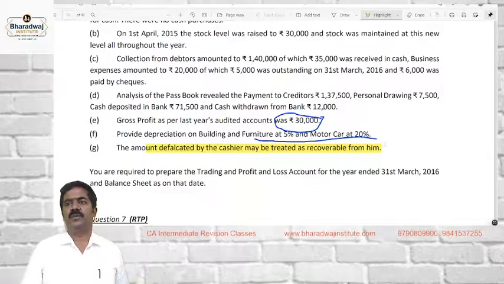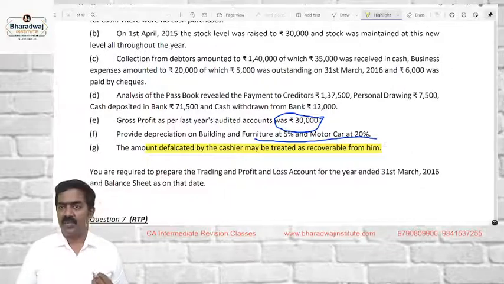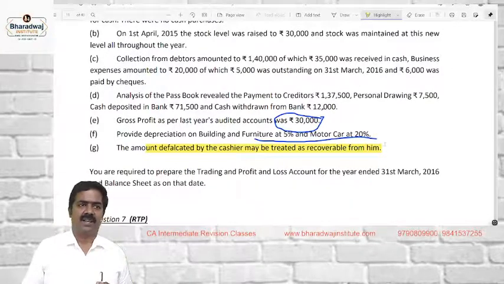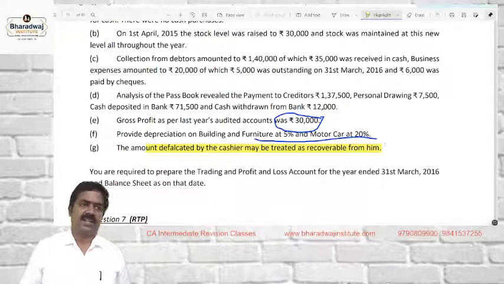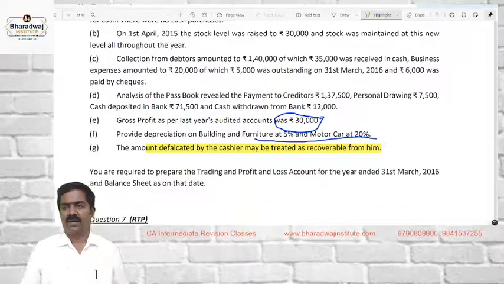So first, what we have to work out? Based on the gross profit of the last year, what is the sales of the last year? Then work out plus 20% will give us what? Sales for the current year. Then we can proceed further. Try that first.